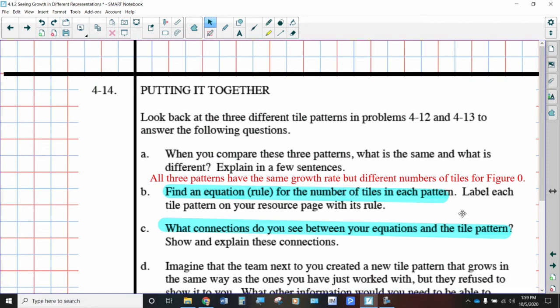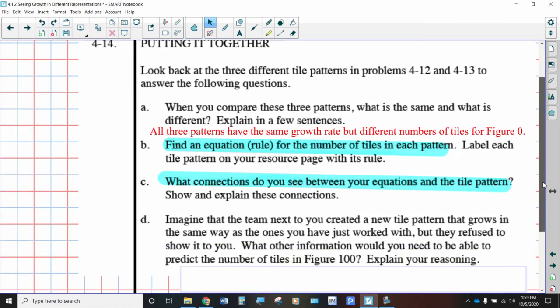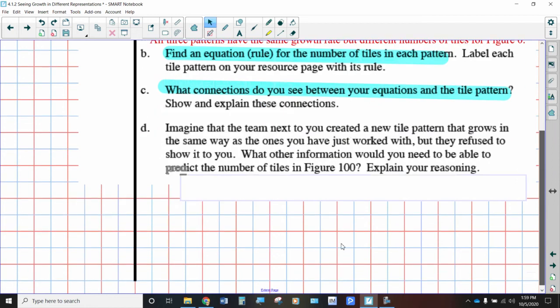The connections, we've already talked about the connections and showed them on the resource page. So this says, imagine that the next team or the team next to you created a new tile pattern that grows the same way as the one that you're working with, but they refuse to show you their tile pattern. What other information would you need to be able to predict what the 100th figure would look like and how many tiles would be in that 100th figure?